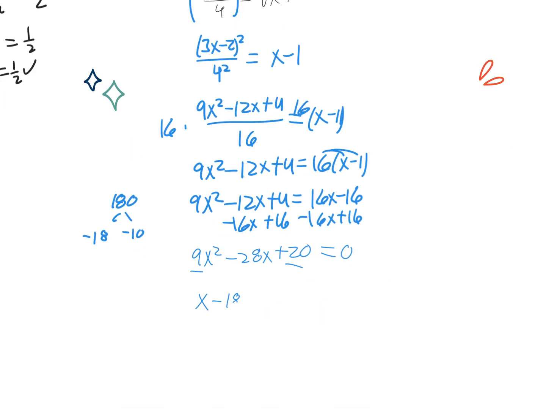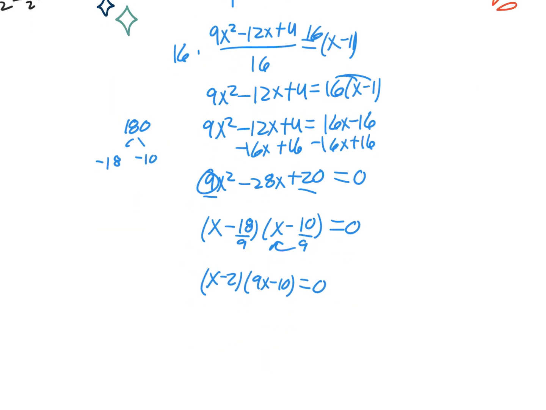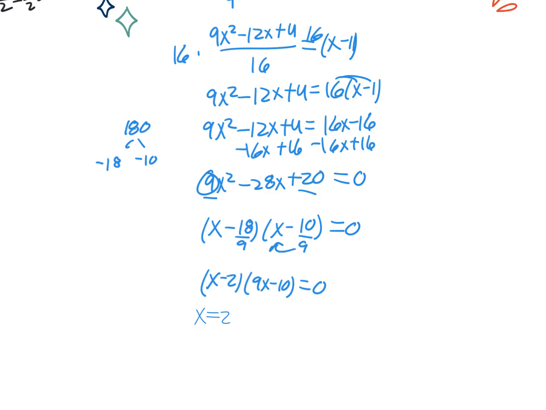So I'm going to do x minus 18, x minus 10 equals 0. Because there's a 9 in front, I'm going to divide by 9. So I get an x minus 2. And then on the other side, I can slide that 9 out front. I'm going to get 9x minus 10 equals 0. All right, and then solving each of these, I get x equals 2 and x equals 10 over 9.